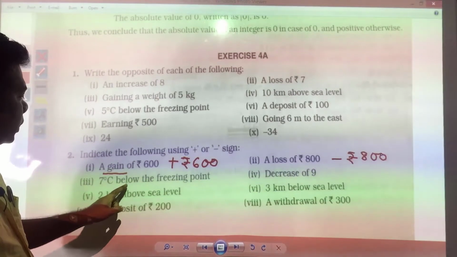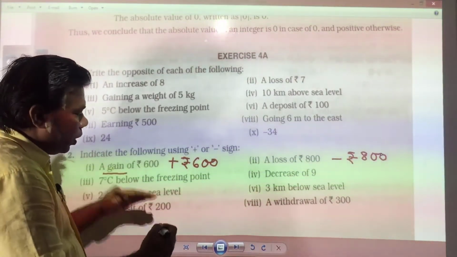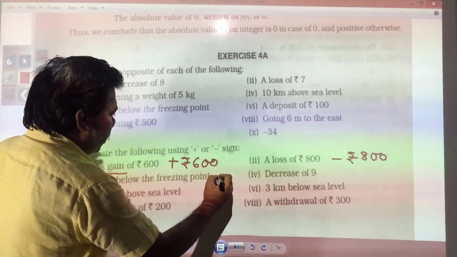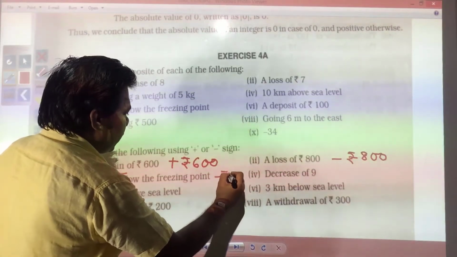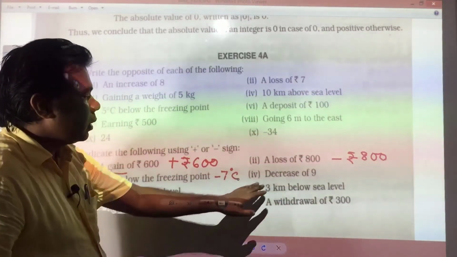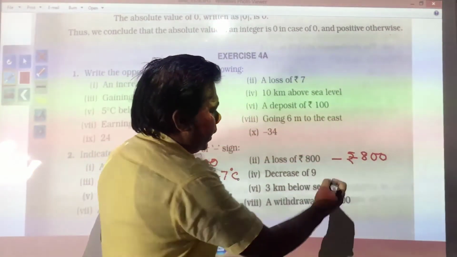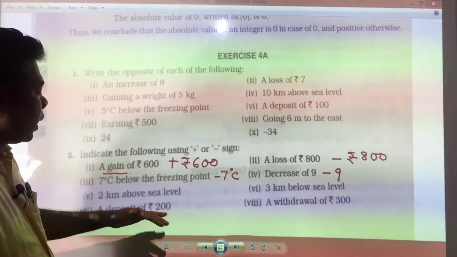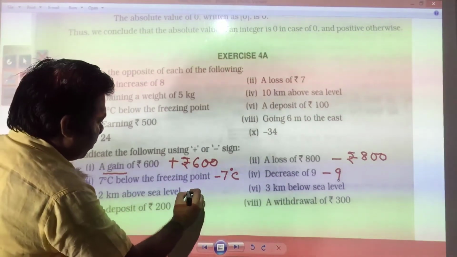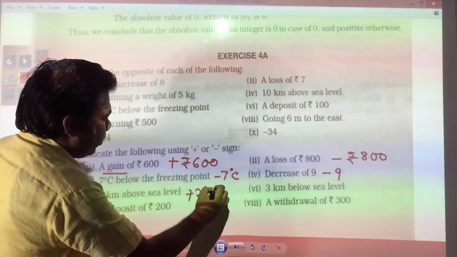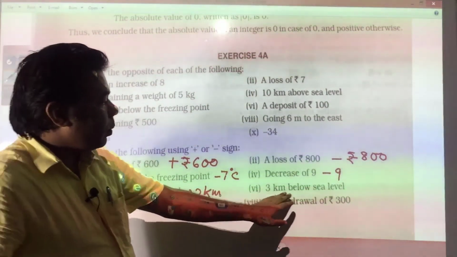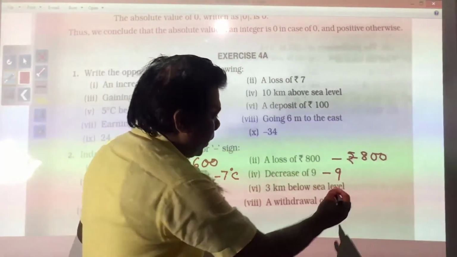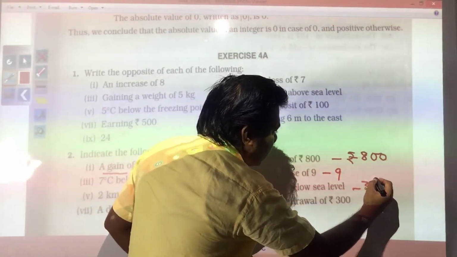7 degrees Celsius below the freezing point. If it is below, it will go as minus 7 degrees Celsius. Decrease of 9, it will be minus 9. 2 kilometer above sea level, so plus 2 kilometer. 3 kilometer below sea level, it will be minus 3 kilometer.